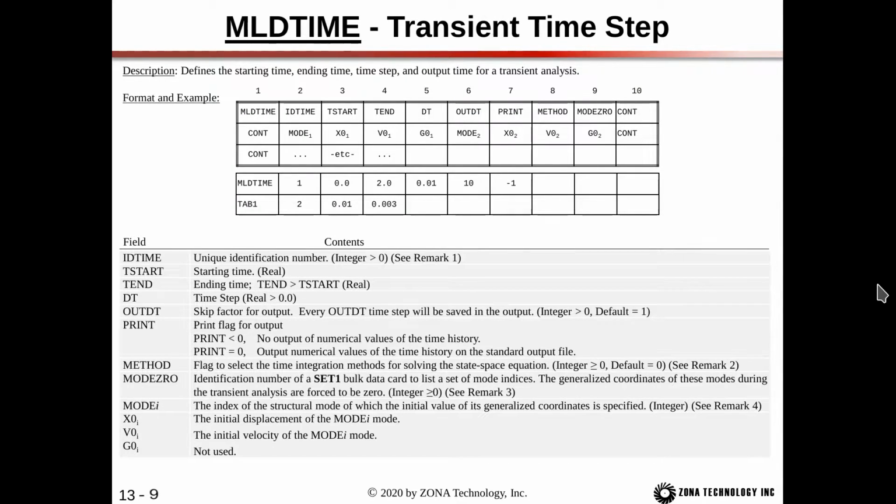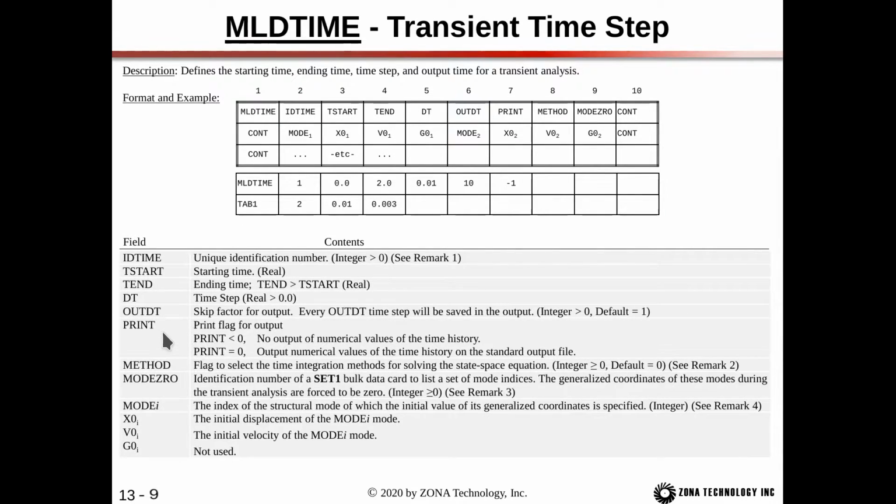Okay, next we have the MLD time, which defines the transient time steps. So ID time is the ID number. Then we have T start and T end, which is the starting and ending time in seconds. Of course, T end must be greater than T start. Then we have DT, which is the time step. Out DT is a skip factor for the output, so only every out DT time steps will be saved in the output, and the default is 1. So if you have a very small time step, for example, 1000 hertz, so 0.001, and you only want to output at 100 hertz, you can specify out DT of 10.